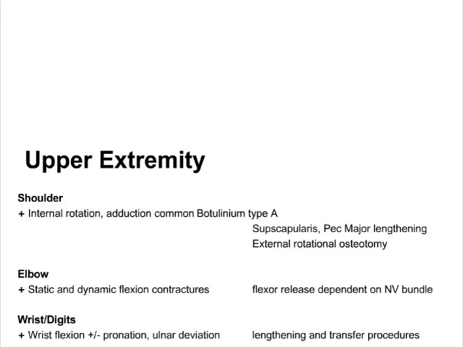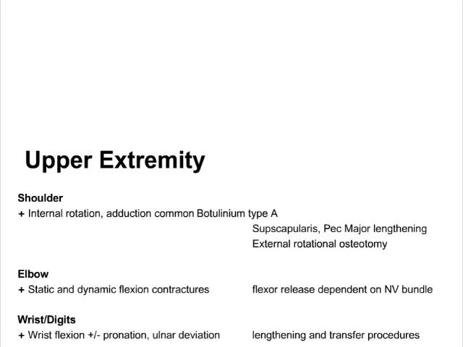The elbow, static and dynamic flexion contractures are usually present, so a contracture will have a static contracture or a fixed flexion deformity, but in addition to that, there will be a dynamic flexion. And this, similar to the knee, the amount of release that can be achieved is very dependent on the neurovascular bundle, being a static contracture for a period of time.